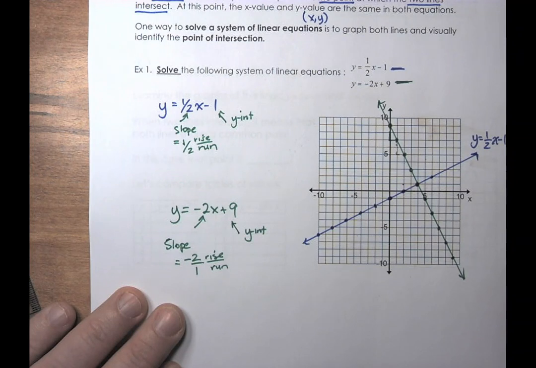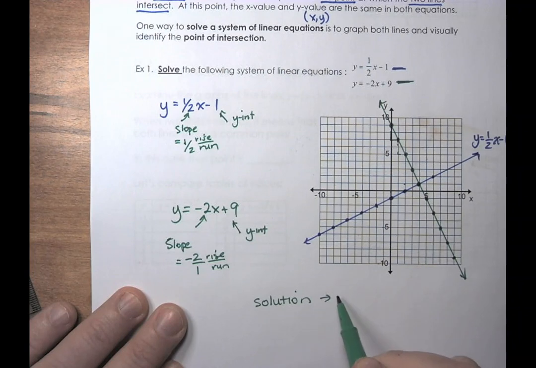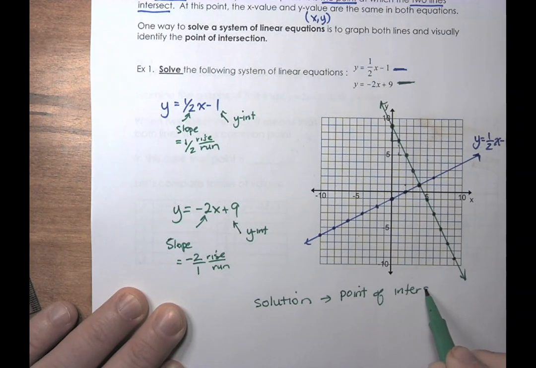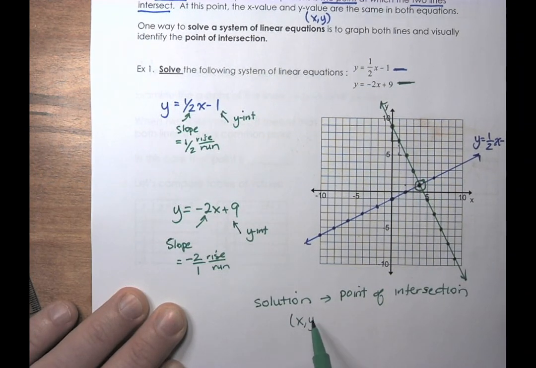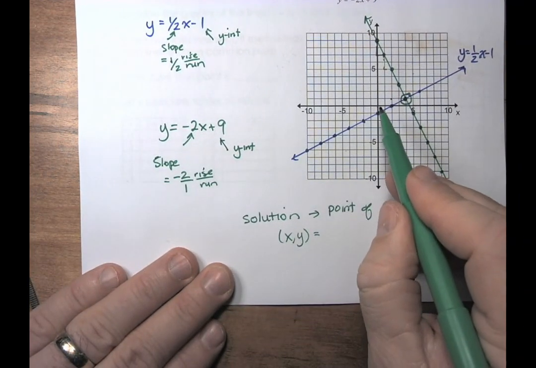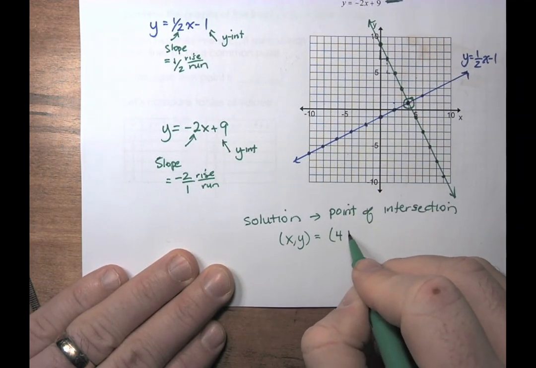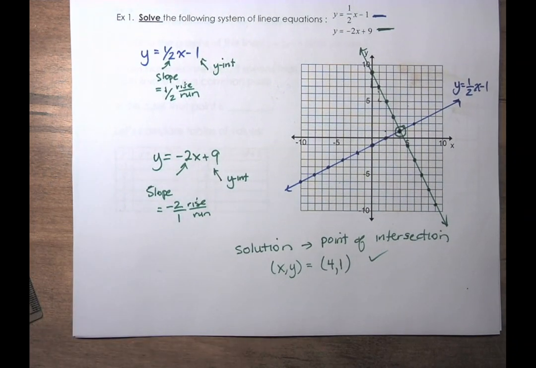So by graphing that, we can actually identify our solution. Our solution is the point of intersection, and we know it's right there. Sometimes it helps to write down the ordered pairs, so we know x goes first, y goes second. So I know it goes over 4 for the x, and it goes up 1 for the y. That's my answer. So that's one way of doing that.